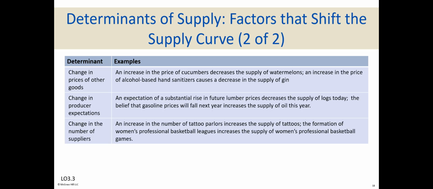Change in producers' expectations. An expectation of a substantial rise in future lumber prices decreases the supply of logs today. The belief that gasoline prices will fall next year increases the supply of oil this year. And finally, change in the number of suppliers. An increase in the number of tattoo parlors increases the supply of tattoos. The formation of a women's professional basketball league increases the supply of women's professional basketball games.